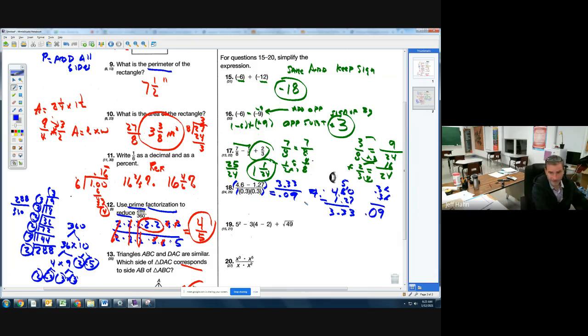And now I'm dividing decimals. So I have to take my top one, 3.33, and I'm dividing it by 0.09. What's the rule when you divide decimals? The rule is over, over, up. If you're dividing a decimal into a decimal.